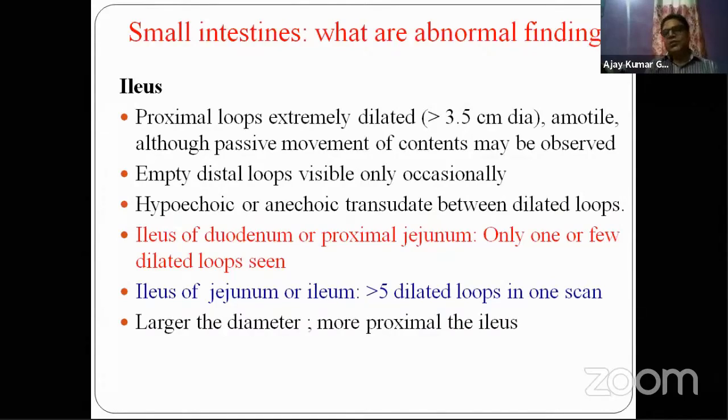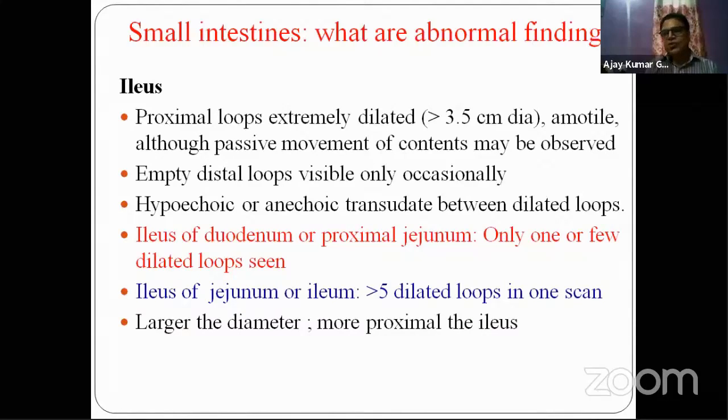Loops will be visible as cross section. In cross section, they will appear as round or oval in shape, and they can also appear as longitudinal sections on the scan. There will be very few loops visible in one scan, unlike normal small intestine. You will see only one, two, or at the maximum 5 or 6 loops in a scan.